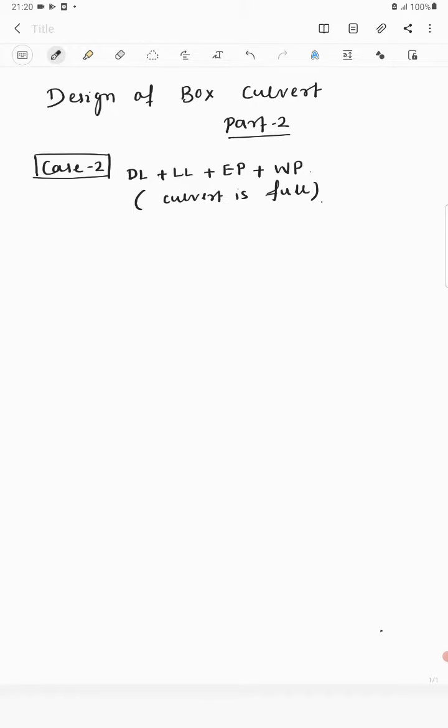So today we will start design of box culvert part 2, considering case 2, which includes dead load, live load, effect of earth pressure and water pressure. That means when the culvert is running full, so there is water flowing inside the culvert. So what will be the distribution of forces? Let's draw the distribution diagram. So this is the culvert A, B, D.